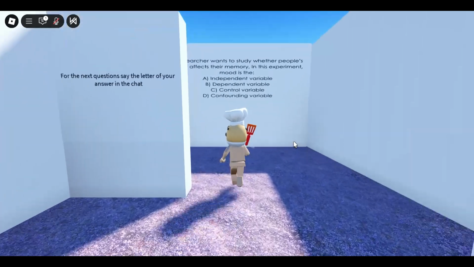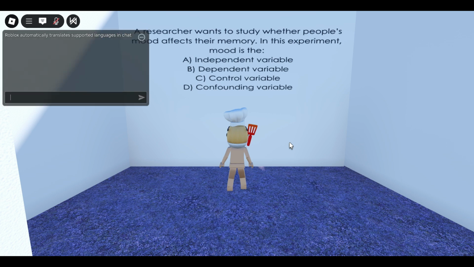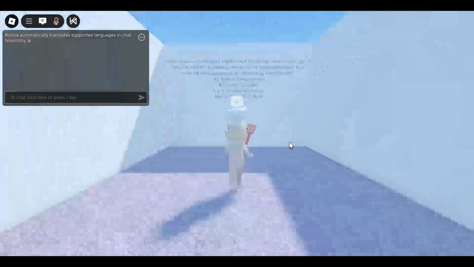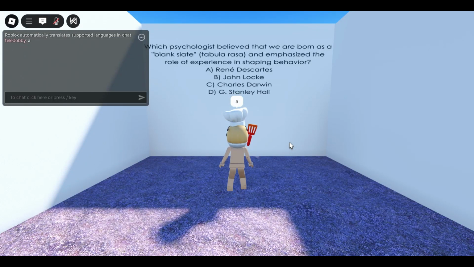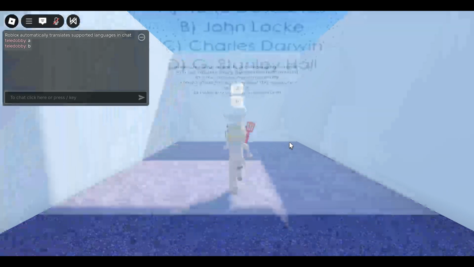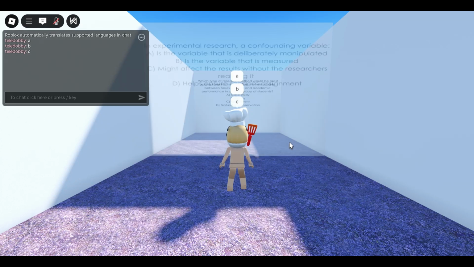So for this next section, pause the video to read the questions and the answers, and then you can follow along. In this case, the mood would be the independent variable since it is the variable that you are changing, and this one would be John Locke. For this one, you're just going to memorize that John Locke is the psychologist in this case. And a confounding variable is a variable that might affect the results without the researchers realizing it.